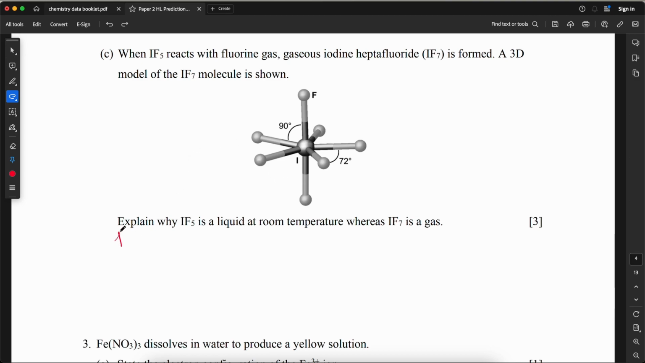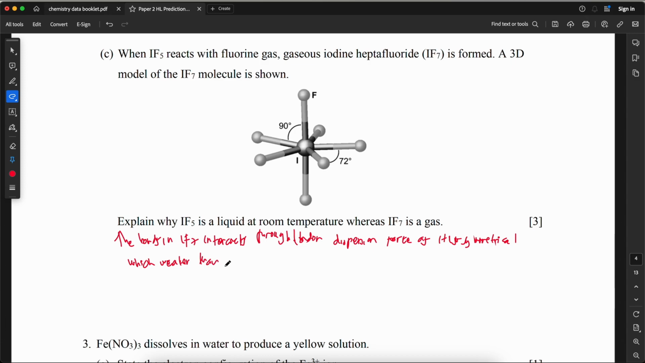The bonds in IF7 interact through London dispersion force, as it is symmetrical, which is weaker than the dipole force in the molecule of IF5 due to asymmetric and polar IF5.